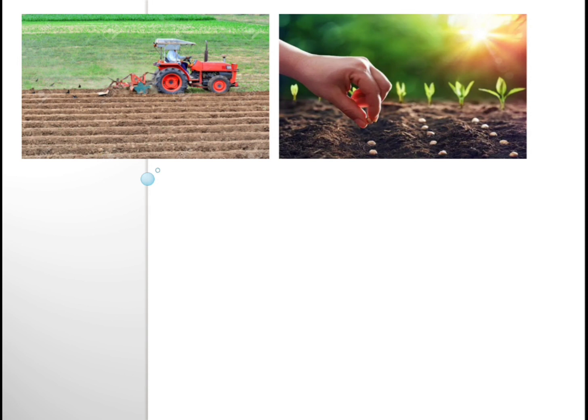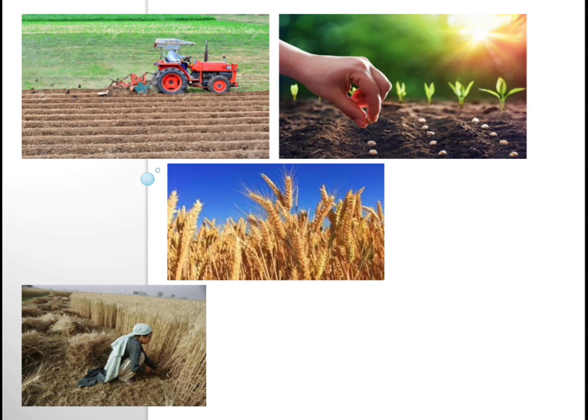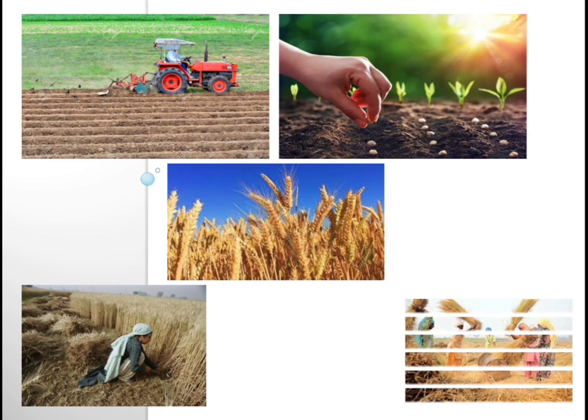Next, when the crop is grown into brown color, when the crop completely grows, then the farmer harvests the crop like this. He will cut the crop, he will harvest the crop, and then they separate the grains from the husk.